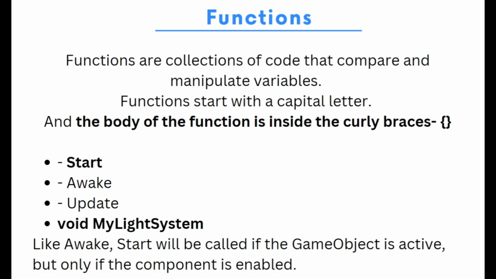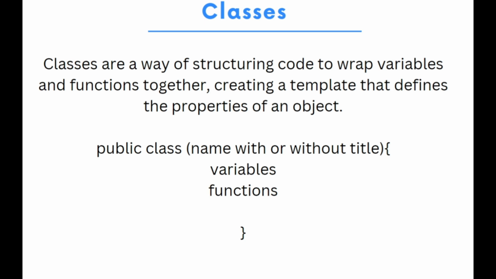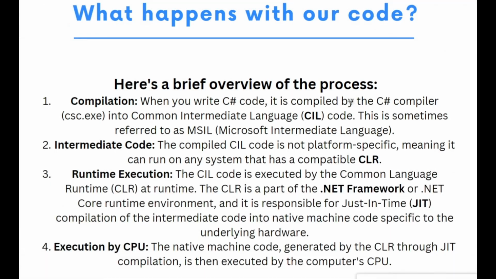Functions. Functions are collections of code that compare and manipulate variables. Functions start with a capital letter, and the body of the function is inside the curly braces. Classes. Classes are a way of structuring code to wrap variables and functions together, creating a template that defines the properties of an object.